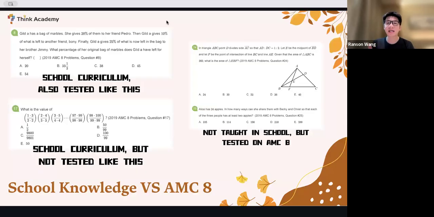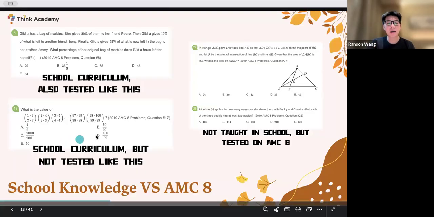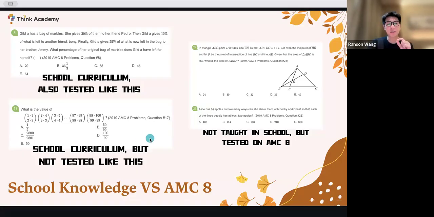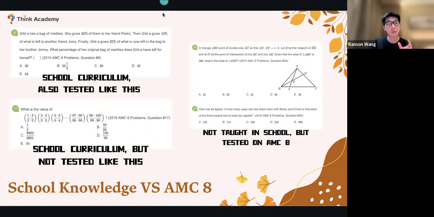You will never be tested like this. For example, this is the calculation question where you have to use a calculation strategy like chain reduction to solve this type of fraction question. For this type of question, you will learn fractions in school, but you will never be tested like this. Okay. So we also have a type of question where it's the hard question.